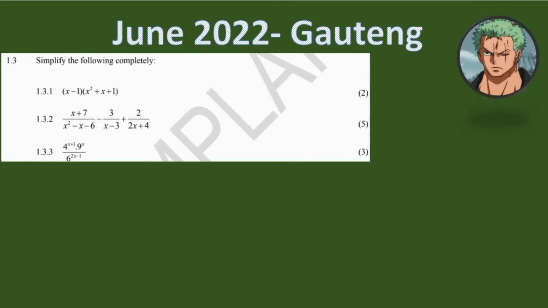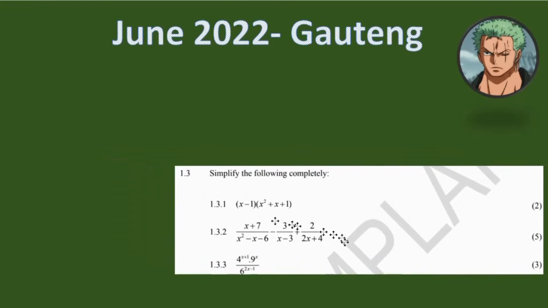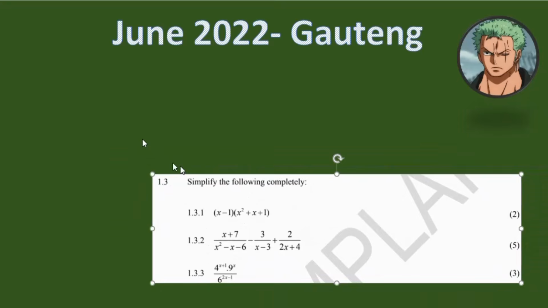And then what do I have? Another one, I have this last part here, which is exponential. I love exponential expressions. So let's do them. You have 1.3.3. Number your questions correctly. You have 4 raised to x plus 1.